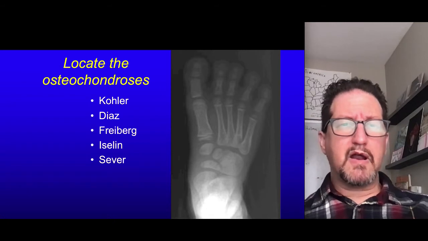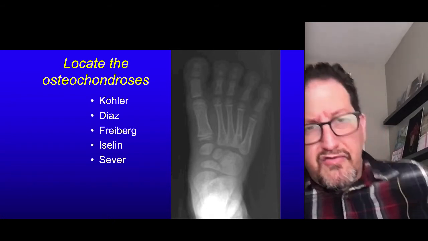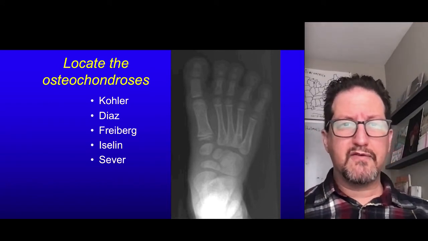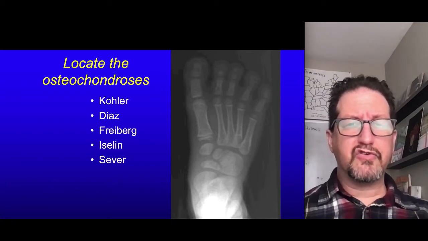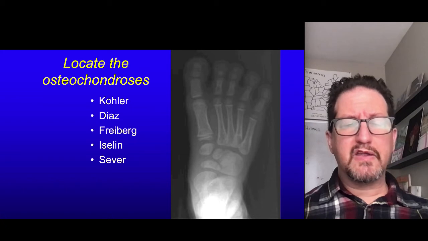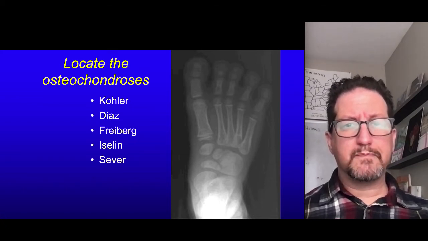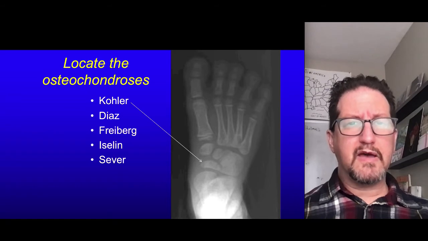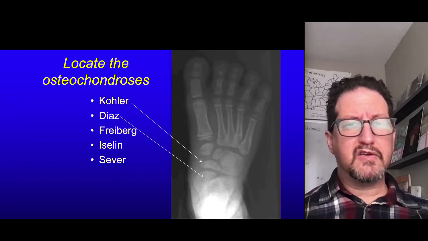Now let's talk about osteochondroses. You have to know the names of every osteochondrosis that we're talking about in this class, and you have a couple of resources available for that. So here's a little test for yourself. Can you find the osteochondrosis named after Köhler? Okay, there you go. That's the navicular. What about Diaz? That's the talus.